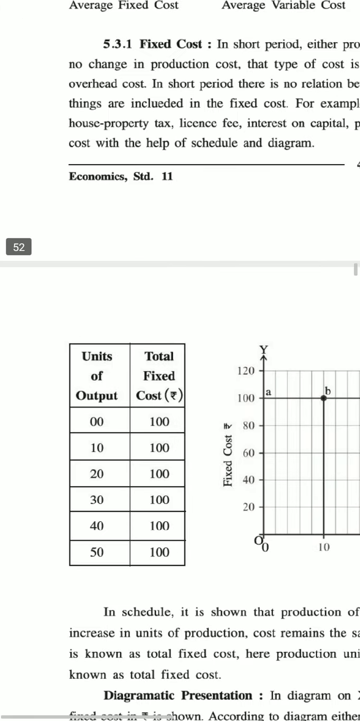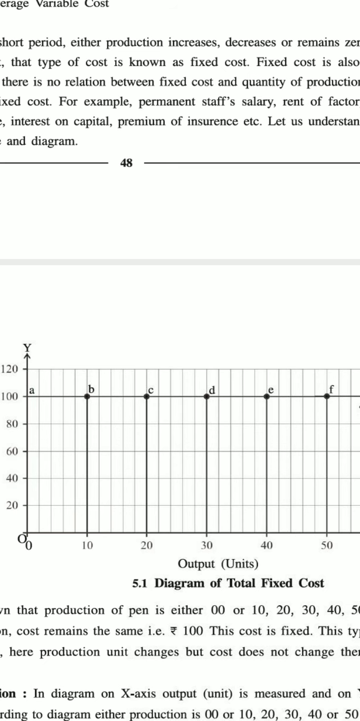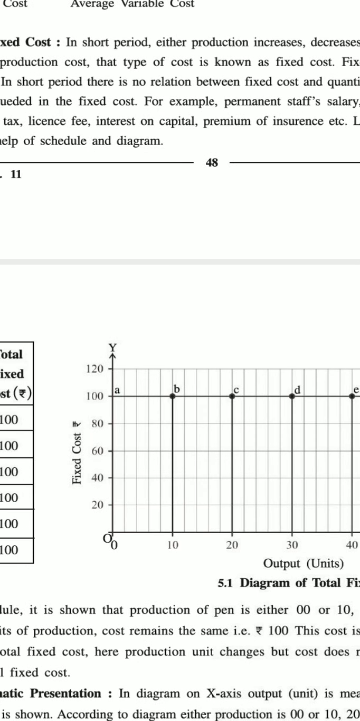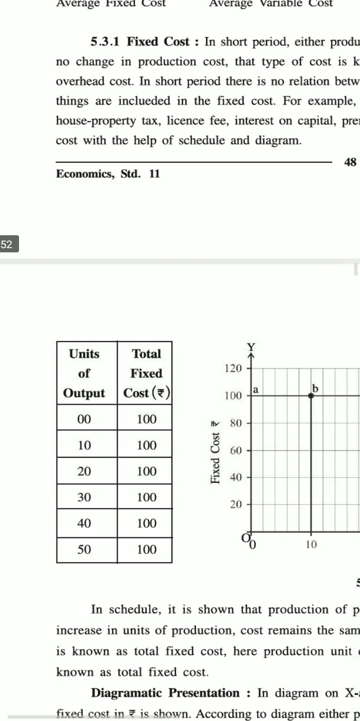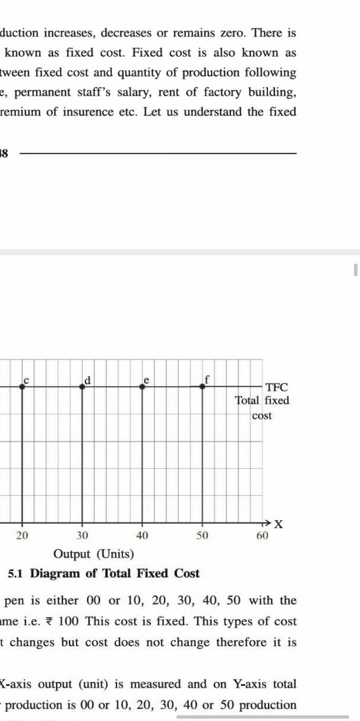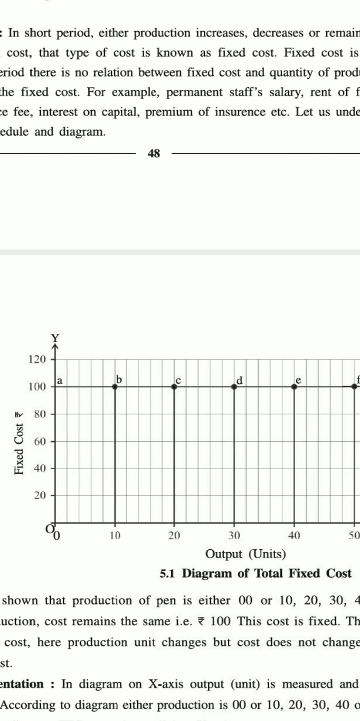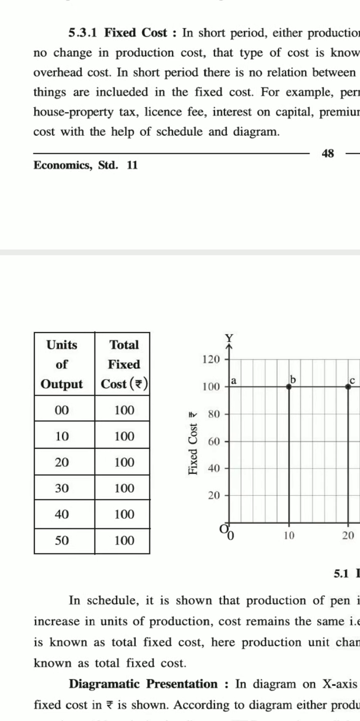Now let us look into the diagrammatic representation. On the x-axis you have output. On the y-axis the fixed cost is shown. Now if you can see, the numbers for the production units start from 0, it goes up till 50. So on the x-axis you can see that the number has gone up till 60. And the markings you can see of A, B, C, D and E are on the same line, that is on 100, because the total fixed cost remains the same.